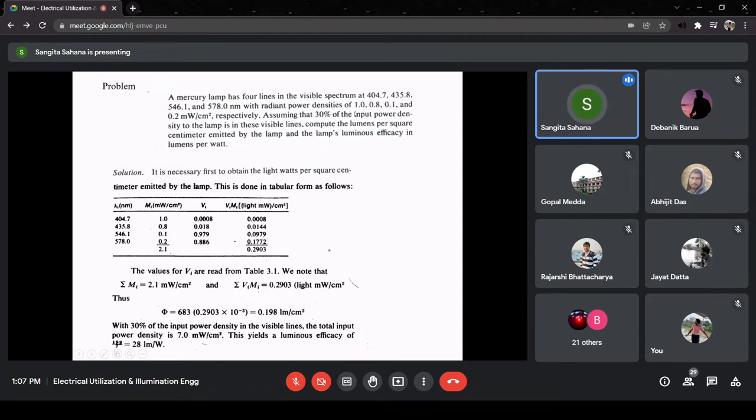Okay, we know the radiant power coming from the source, we have to calculate light or lumen per square centimeter emitted by the lamp and the luminous efficacy, means what is the output by input of the source in lumen per watt. Okay, output by input, that's given 30% output, 100% input, but that is the radiant power, UV plus visible plus IR. We have to calculate the visible part, that's why it's lumen per watt, luminous efficacy.